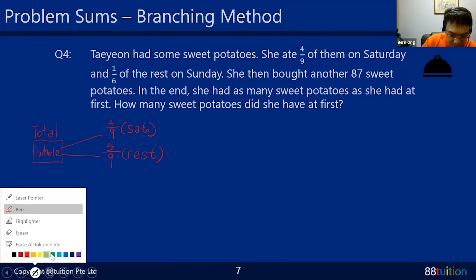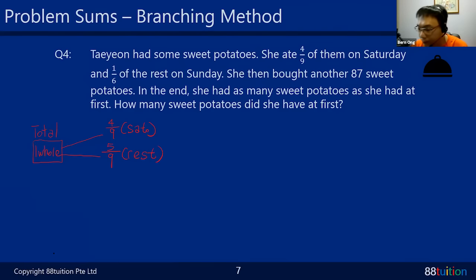So I'm branching out. Then what's next? They say 1/6 of the rest are eaten on Sunday. So from the rest portion, I need to branch out again. 1/6 for Sunday, right?